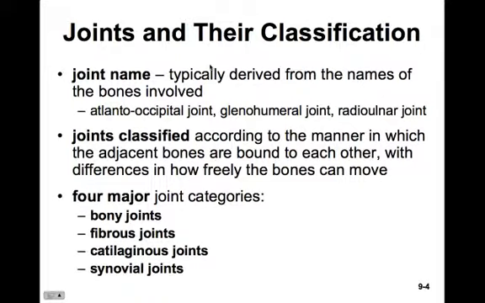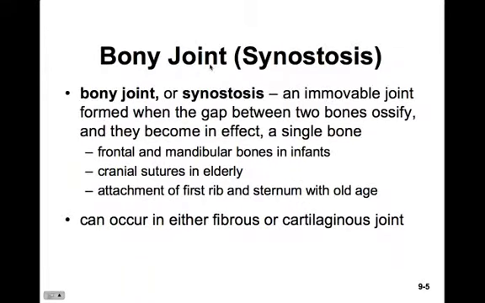Joints are classified according to the manner in which the adjacent bones are bound to each other, and by the differences in how freely the bones can move. So there are 4 major joint categories: bony joints, fibrous joints, cartilaginous joints, and synovial joints. Let's begin by looking at bony joints.